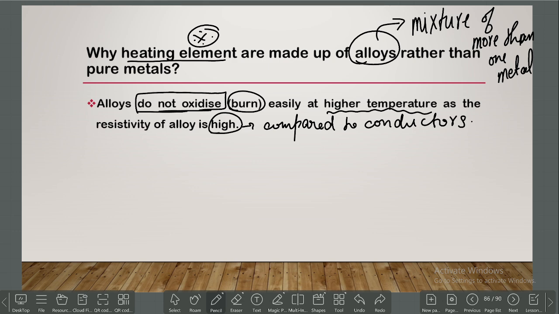These are the two reasons. For example, if you take the geyser, the conducting part of the geyser is made up of a heating element. That heating element will be made only from alloys. We should not use pure metals. Reason: first, heating elements do not oxidize easily, and second, alloys have high resistivity.